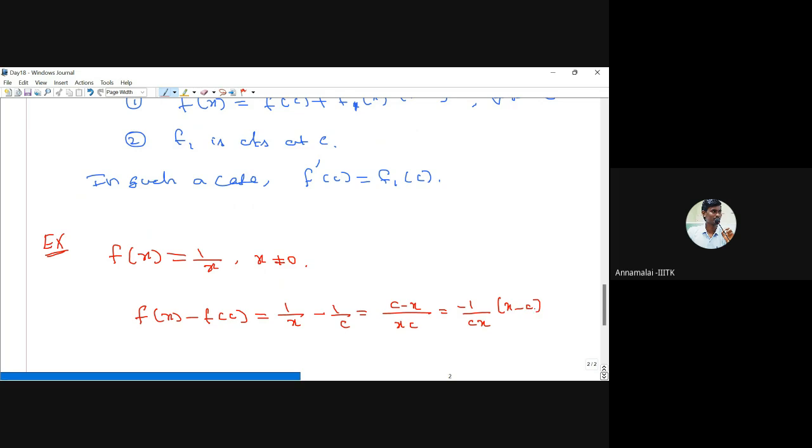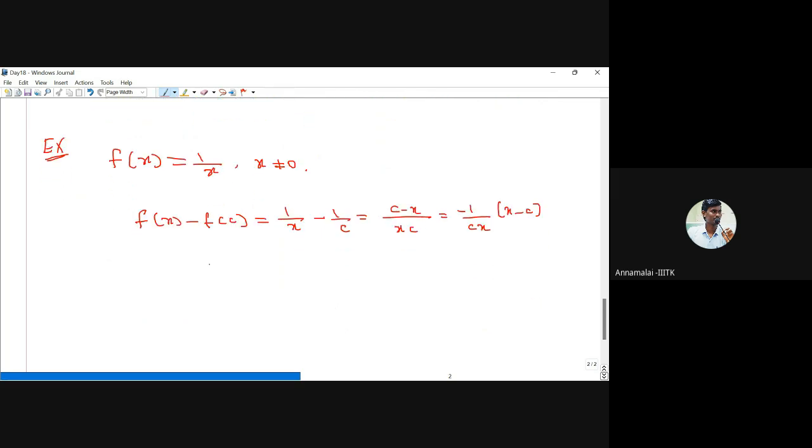Now what is f of x? Take this f of c to the other side. We have f of x equal to f of c minus 1 by c times x into x minus c. Therefore, what is our f1 of x here? Minus 1 by c times x. So this is continuous for all x non-zero. So such an f1 exists.